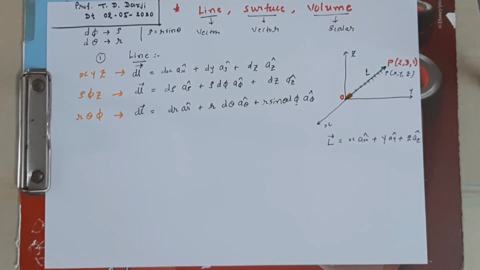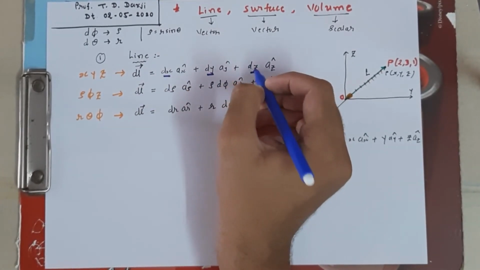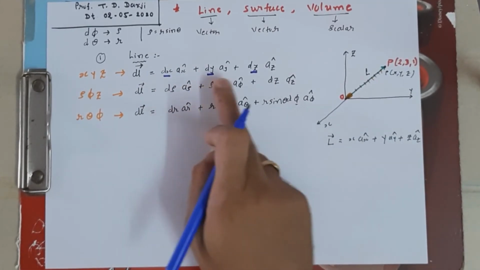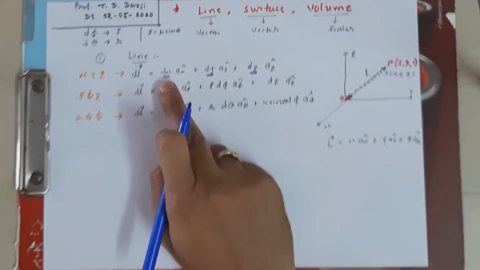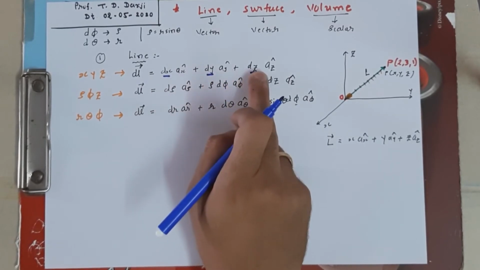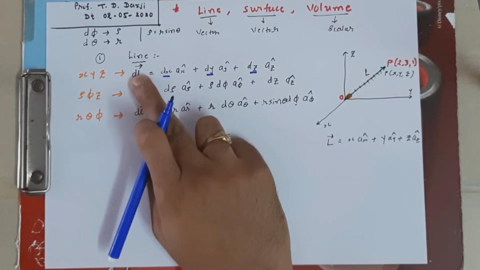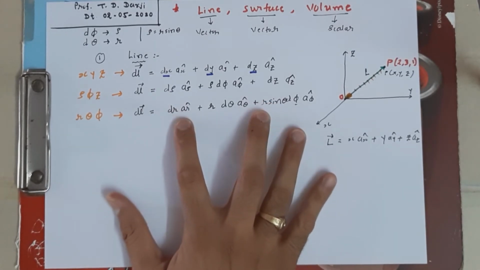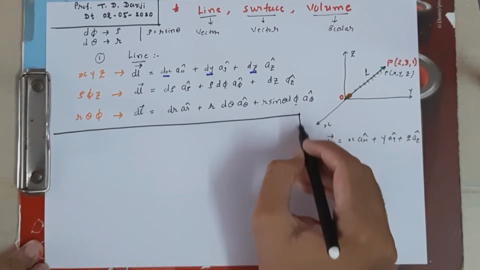Now these are the three equations for the differential line. And if you notice one more thing, in all the equations we have dx, dy and dz. What is dx? dx is a length in the x direction, dy is a length in the y direction, and dz is a length in the z direction. And what is the unit of length? Meter. So it is just meter plus meter plus meter, so the unit remains meter in all three cases. So these are the equations for the differential line.